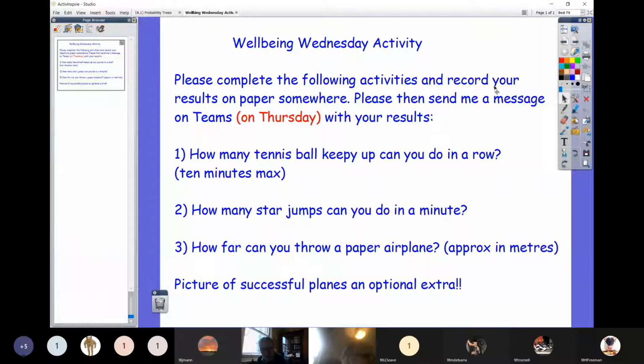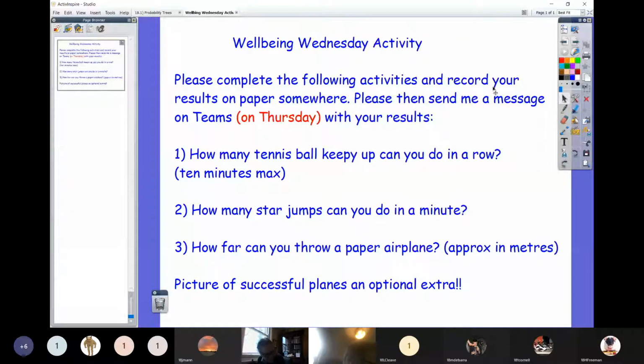I want you to make your best paper aeroplane, throw it, and roughly measure how far you think it goes. I don't mind whether you do it by steps and estimate it, or if you've got one of those tape measure things that comes out of the little plastic bit, the metal thing, that would be good. And if you're very proud of your plane and it's been super successful, you're very welcome to send in a picture of your creation. So those are the 3 things I want you to do tomorrow during our maths lesson.